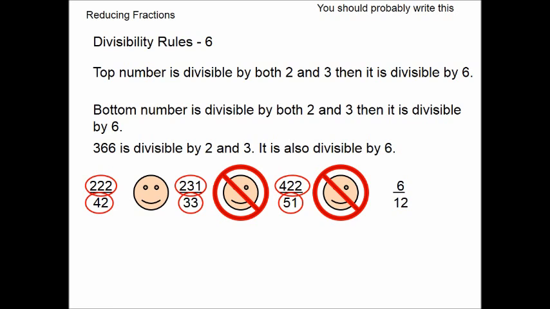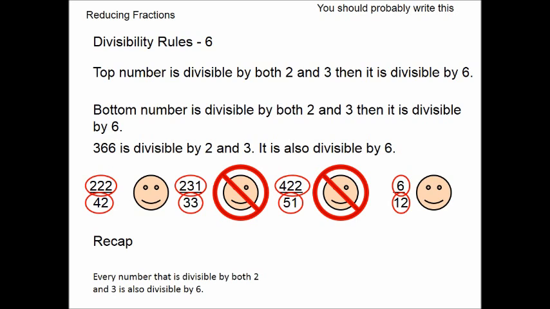Next one, 6 and 12. Well, this one, if you see it, is divisible by 6, because 6 is divisible by 6, that goes once. 12 is divisible by 6, because 6 times 2 is 12. If you add them up, it equals 3, and it's even. So, therefore, the last one's good to go. So, to recap on this one, if a number is divisible by both 2 and 3, it is divisible by 6. 366 is divisible by 2 and 3. It is also divisible by 6.